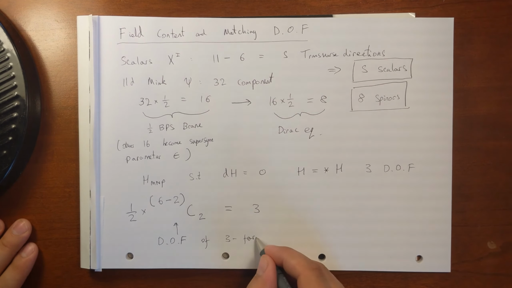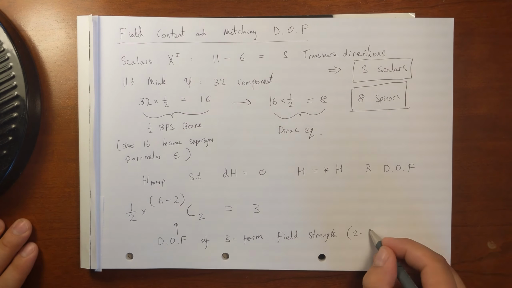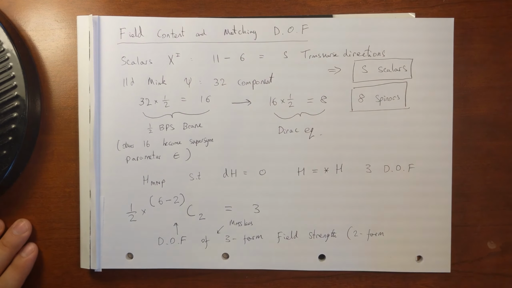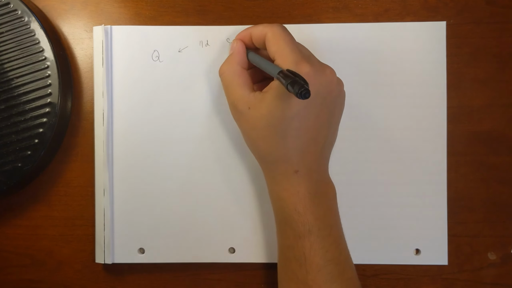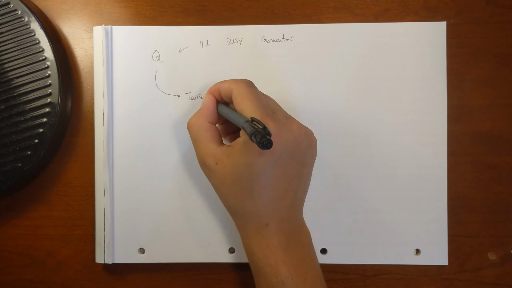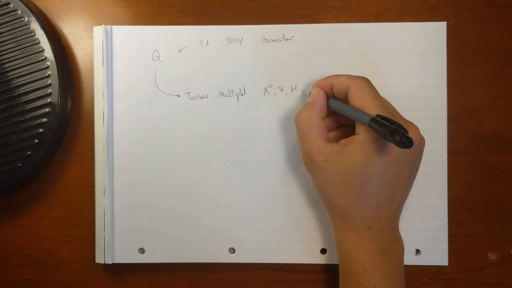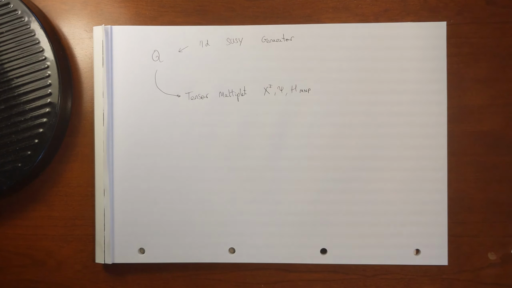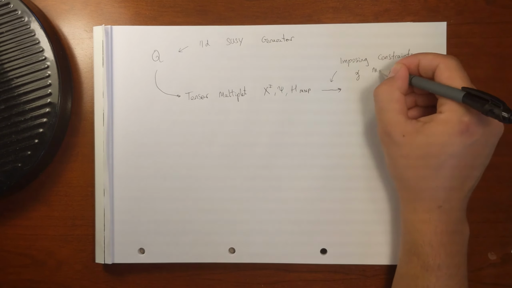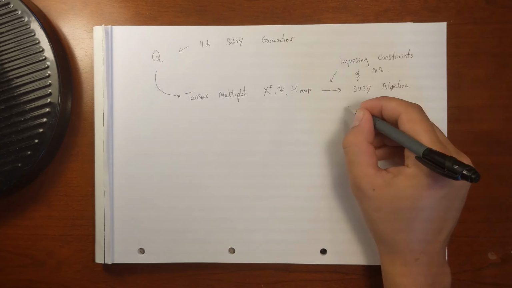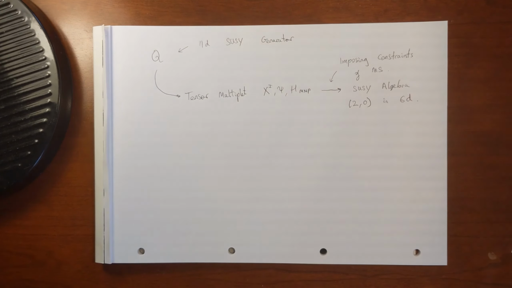So now that we have our field content, we've checked that the degrees of freedom on shell for fermionic and bosonic match, we would like to see how they act as a supersymmetry multiplet. Applying the supersymmetry generators to our fields, we can derive the transformations of the multiplet. The name (2,0) is a reflection of the supersymmetry that we see. In D = 6, we have N = 2 supersymmetries, but only of one chirality.